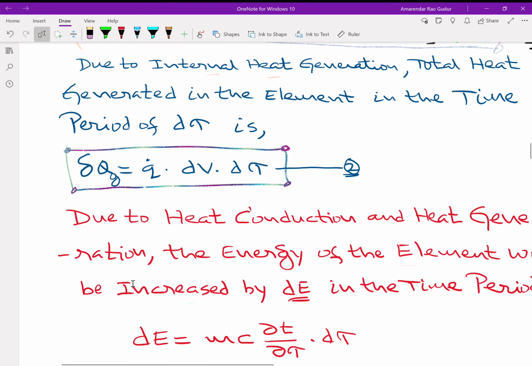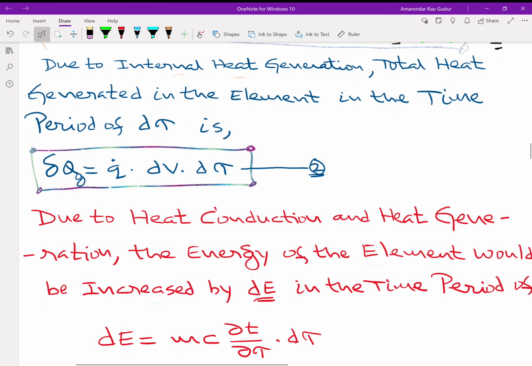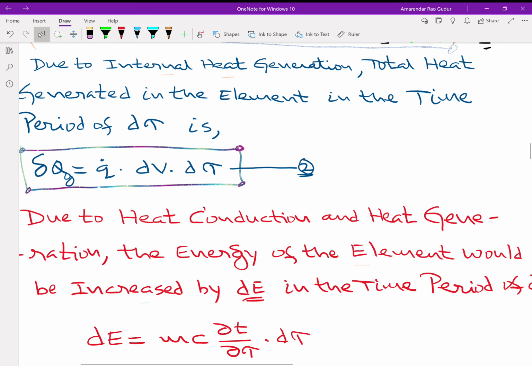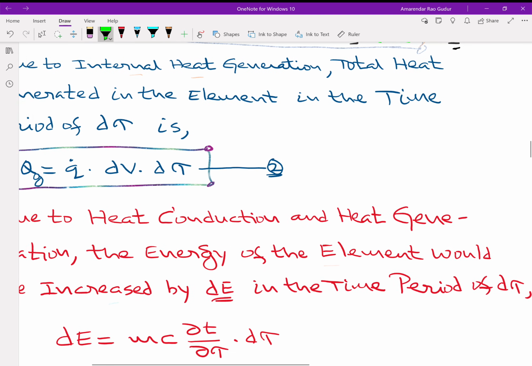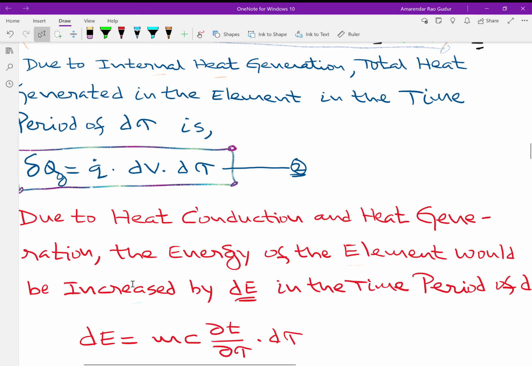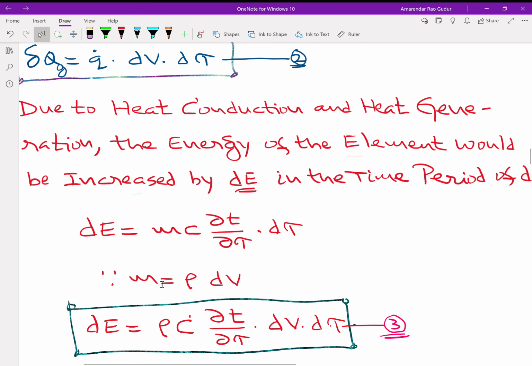Now due to heat conduction and heat generation, the energy of the element would be enhanced by dE in the same time period of dτ. And as per the first law of thermodynamics, this dE is simply m c ∂T/∂τ, so many watts times the time period dτ. And we know that the mass is the product of density and volume, and if you substitute for m, your increase in energy becomes ρ c ∂T/∂τ into dV into dτ.